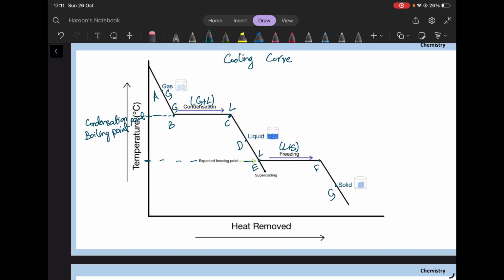So this temperature would be the freezing point or the melting point of the substance. Both are the same temperature. So the freezing point and melting point of water is 0 degrees Celsius. The major difference being, in freezing the temperature keeps on decreasing, but it doesn't decrease during the change in state.